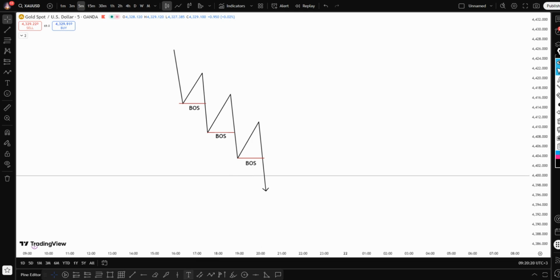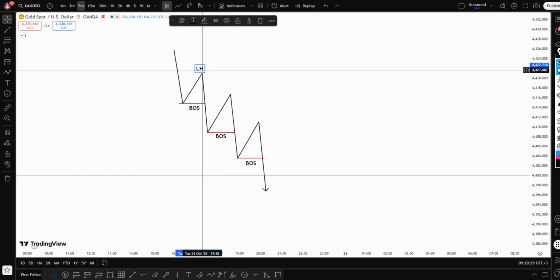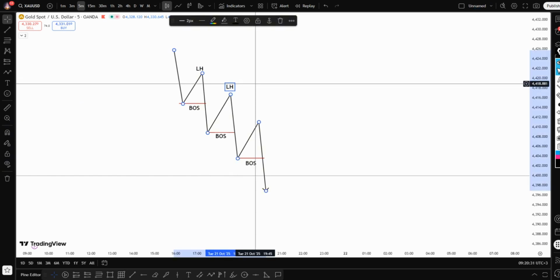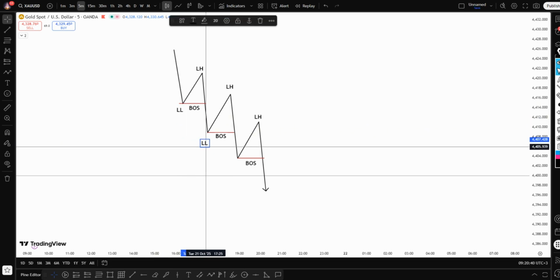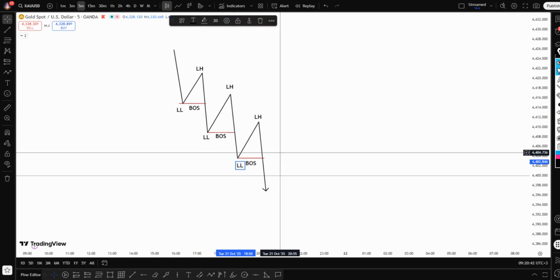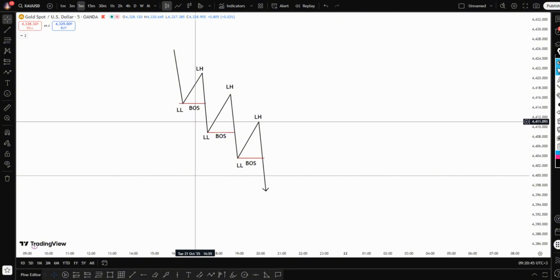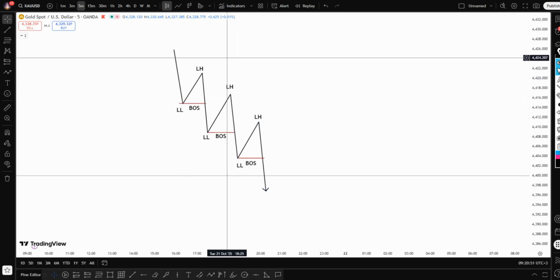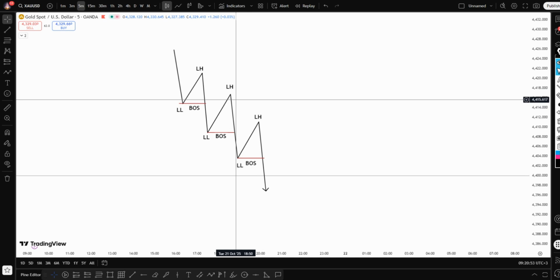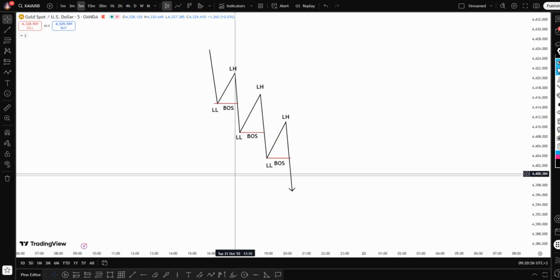When price is downtrending, it's creating lower lows and lower highs. Now this is our lower high, and another lower high, and another lower high. As it creates lower highs, it also creates lower lows. So that's a lower low, that's a lower low, that's a lower low. What this means is that price is creating a low that is lower than the previous one, and a high that is lower than the previous one. That's why it's called a lower high and a lower low. So that's all about the types of structures.